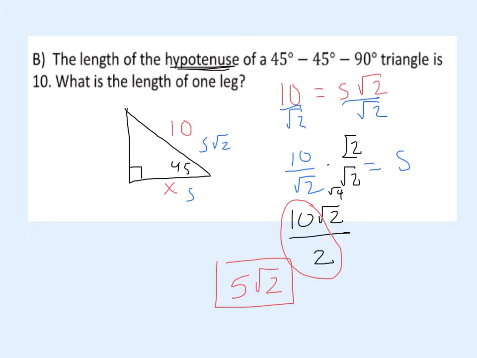You should have gotten your answer as 5 square root 2. Remember, you have to rationalize the denominator. You should never have a root in the bottom of a fraction.